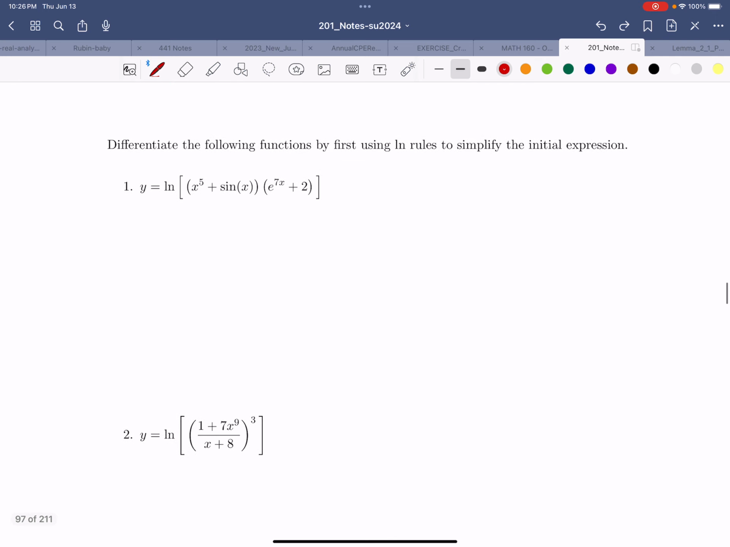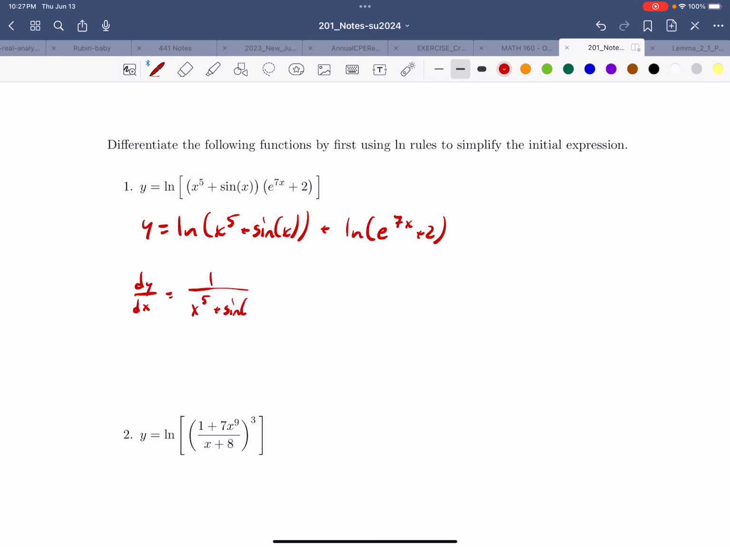Anyway, a couple more practice problems. Now here, this looks pretty gross, but using log rules, we can make this a bit more palatable, right? Now, unfortunately, ln does not split over addition, but it does split over multiplication. And so that's a bit nicer. Right, so we have 1 over x to the 5th plus sine of x, and then times the derivative. I'm just going to do it right here. 5x to the 4th plus cosine of x. Right? Just put it right on the top.